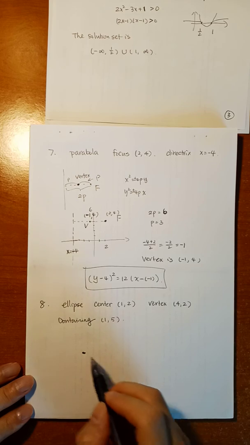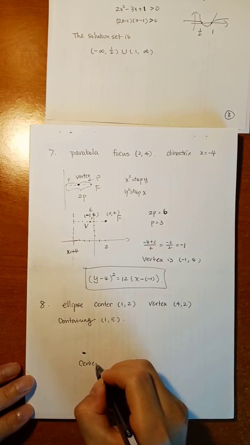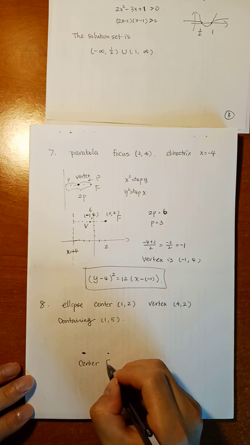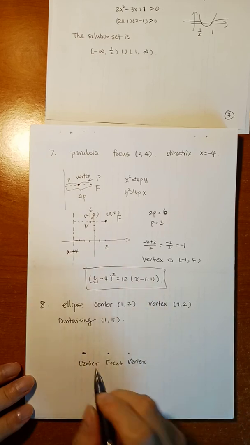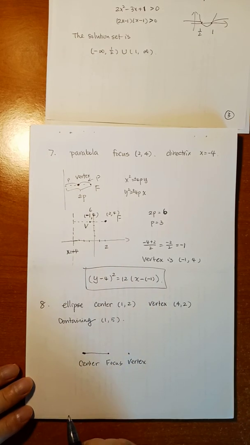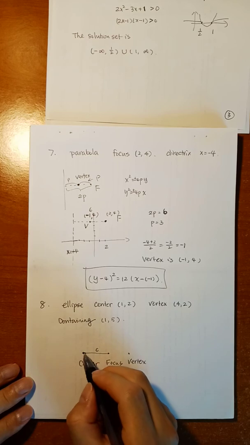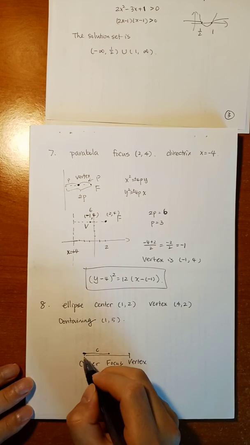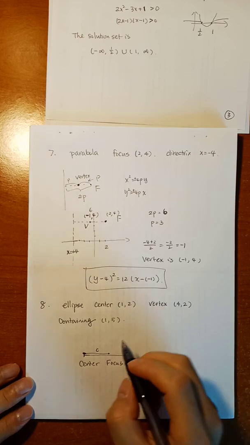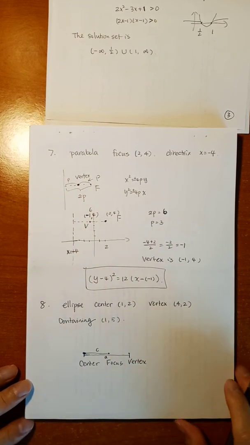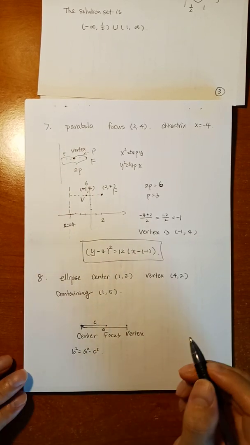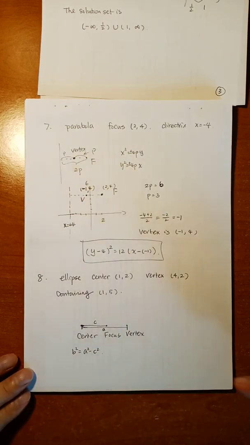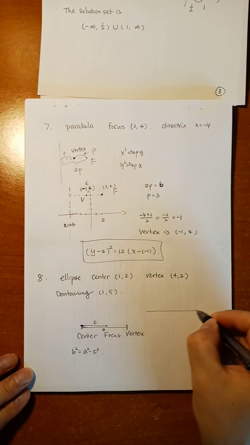Ellipse. Center. Focus. Vertex. The distance between the center and the focus is c. The distance between the center and the vertex is a. Okay, and b squared is a squared minus c squared. Then you have to determine whether it's horizontal or vertical in order to place the a under x or y. Okay, let's try to do it.